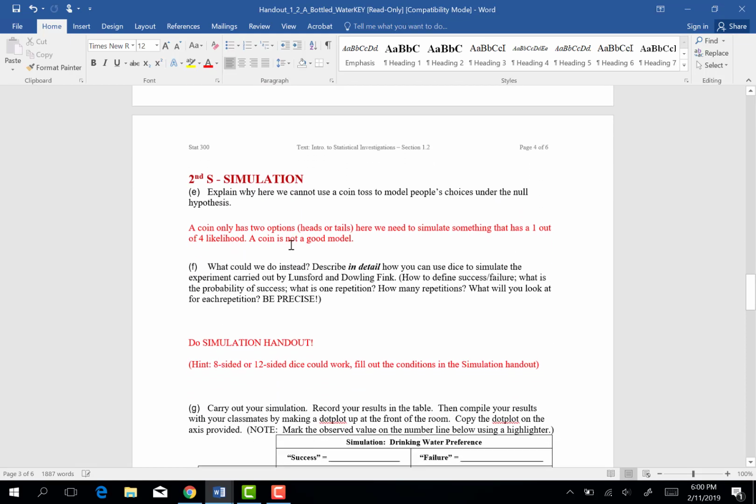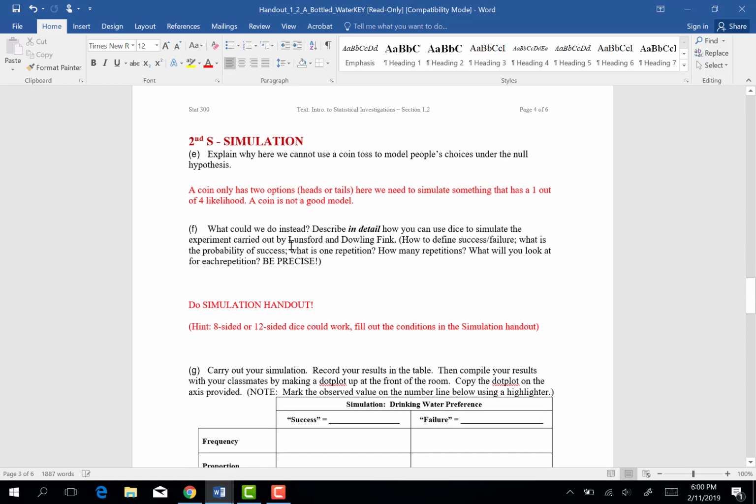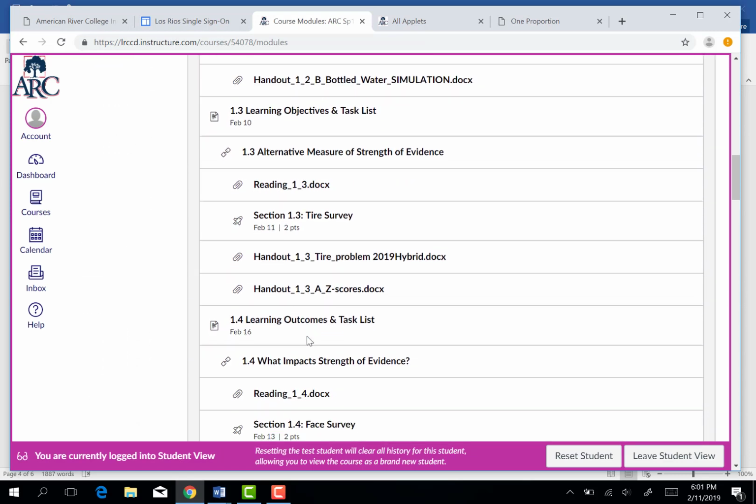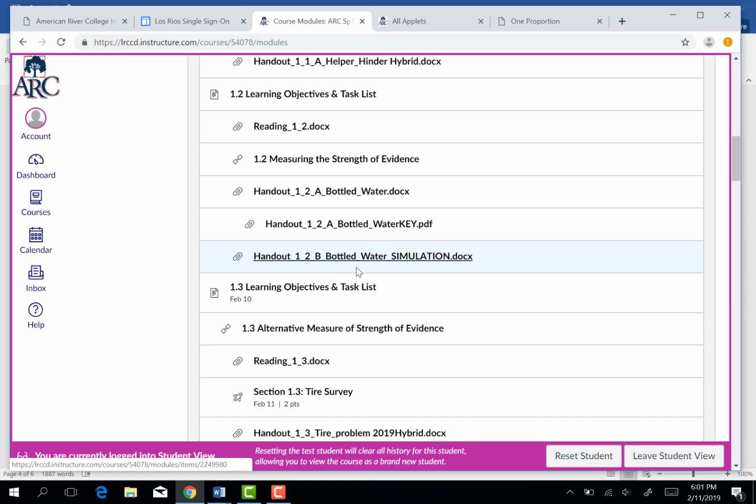And now you're going to do the simulation again, just as we did in class for the baby study. So here, explain why we cannot use a coin toss. Well, a coin toss only models 2 options, whereas we need 4. So what could we use instead? So here I want you to do the simulation handout, which can be found on your modules. So going to 1.2 is this one, the simulation handout.